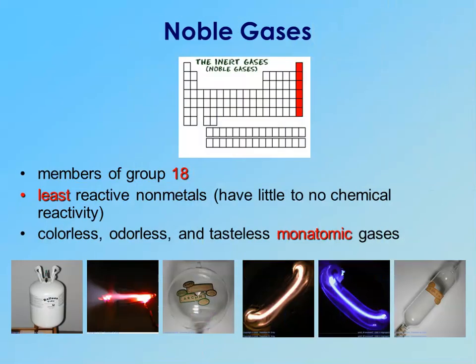The noble gases have a filled valence shell. They are in group 18 on the periodic table, and so they are our least reactive nonmetals, or our least reactive elements in general. Unless you pair them with a super electronegative element, they are not going to want to react. They are monatomic, colorless, odorless, and tasteless.